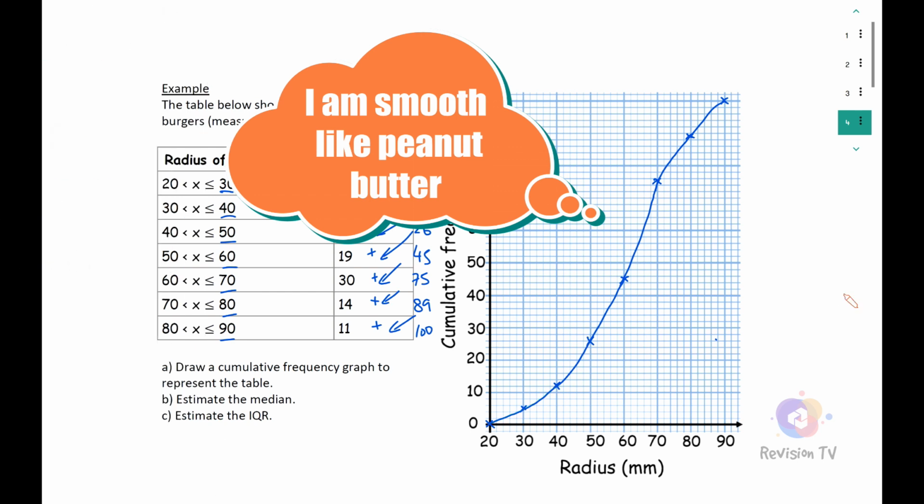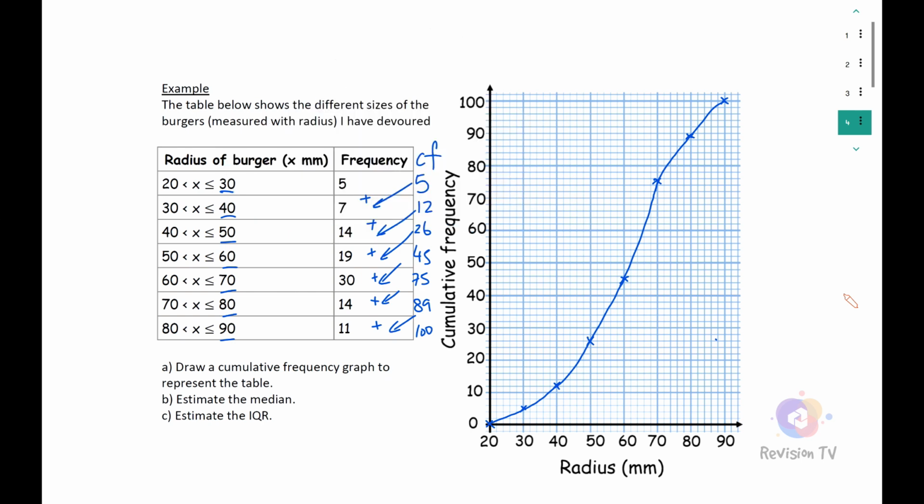Okay, more or less. Right, part B, estimate the median. There are 100 terms, so the median is the 50th term. We've just done this recently. So for the 50th term, use a ruler and pencil and draw across, using your cumulative frequency graph. Using my cumulative frequency graph, I've got a median of 62 millimeters.